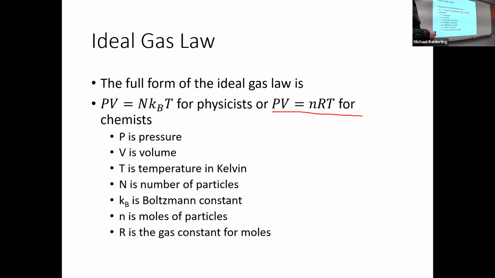And the full form of the ideal gas law is PV equals nRT, or PV equals N k_B T, depending on whether you're counting individual molecules or moles of molecules. This one is the one that's used more often, where R is the gas constant. It turns out that relationship, that ratio of pressure times volume over number of molecules times temperature, is constant for all gases, basically.